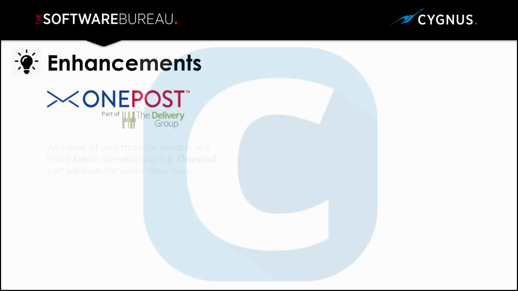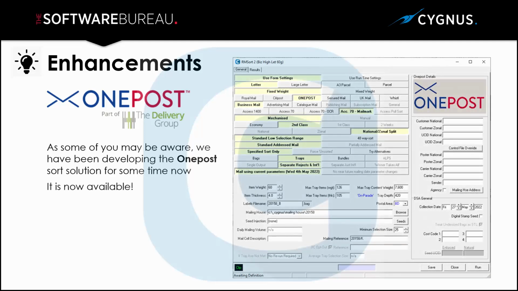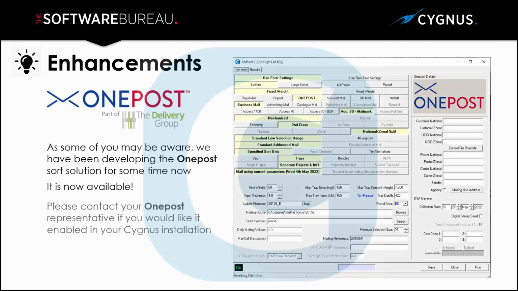Okay, OnePost. As some of you may be aware, we've been developing the OnePost sort solution for some time now. It's now available. However, please contact your OnePost representative if you would like it enabled in your Cygnus installation, as it can't be freely available to everybody. It can only be available to those where we receive approval from OnePost themselves. Please note there is also an annual fee for adding OnePost into your version of Cygnus. So get in touch with myself or Lucy if you want to know what the annual fee is for adding OnePost.